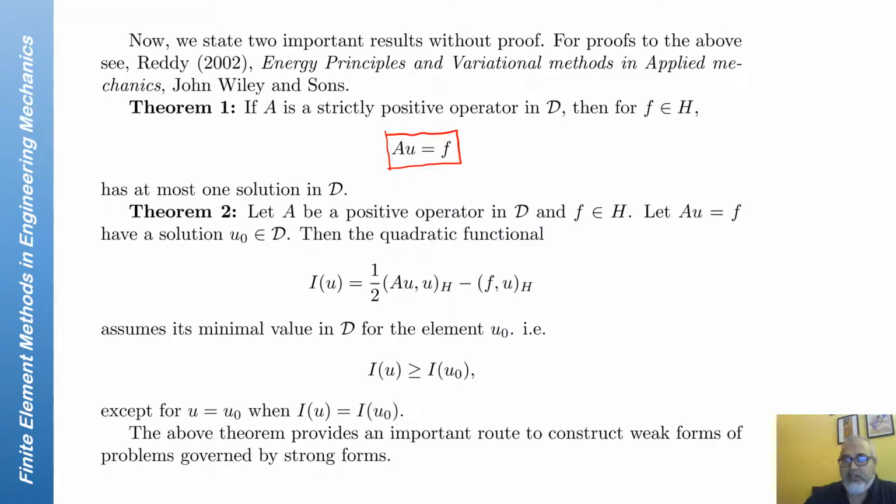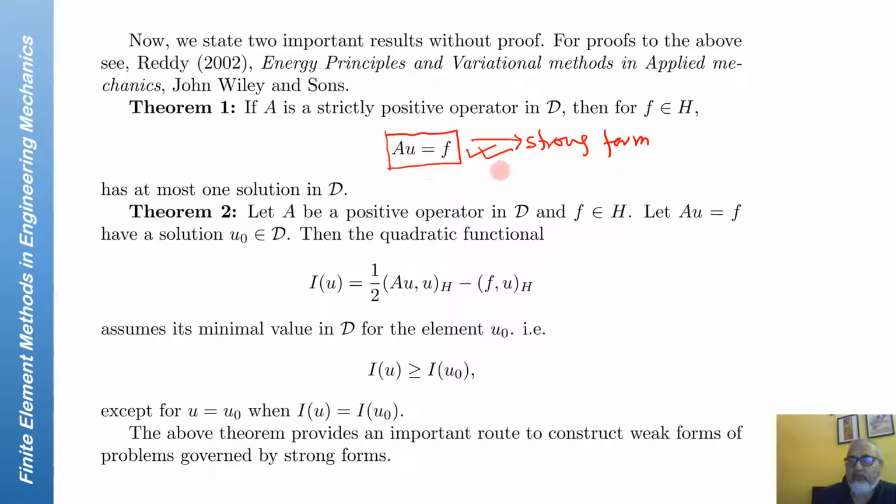There's one thing that I forgot to mention in the last slide. It's important because we are going to use this notation over and over again. This is a linear transformation of u by an operator A to another vector f, and this is the symbolic way of writing a differential equation, and this is called the strong form of the problem, which, if A is a symmetric, strictly positive operator, has a unique solution in D.